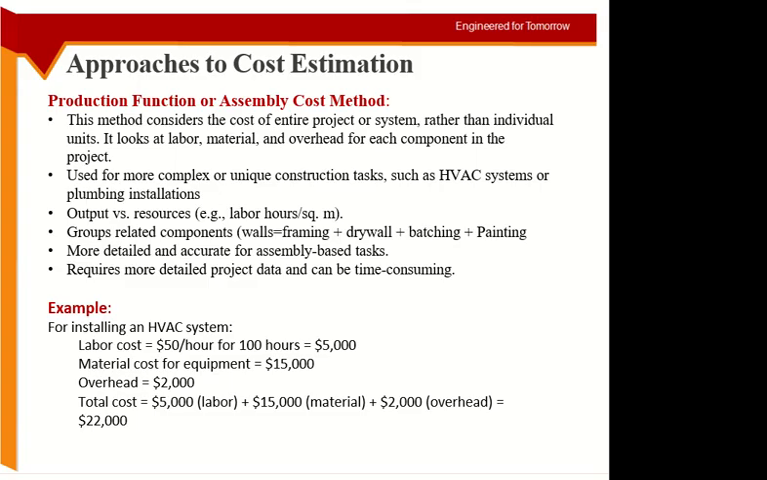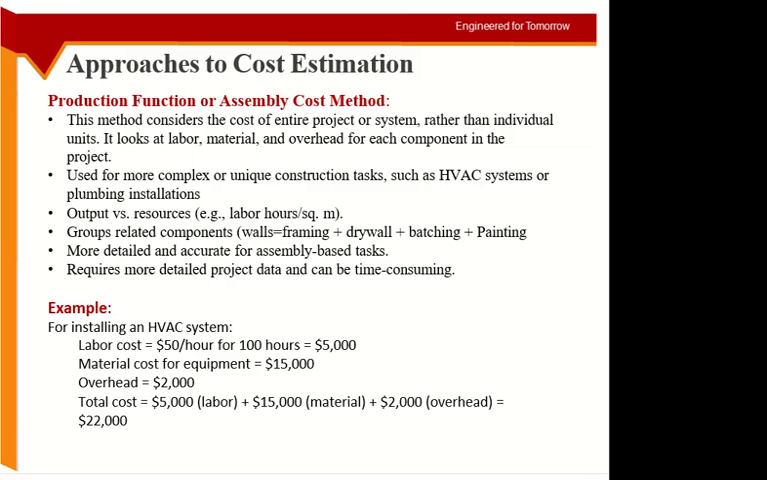Assembly based tasks are where you are doing it somewhere separate, producing that product and bringing it to the site. Okay, it requires more detailed project data and it can be time consuming. For example, for HVAC work, you have $50 per hour and you need 100 hours for the labor. So 50 into 100 gives you $5,000. Then you have material cost, which is the cost for the equipment, $15,000, and overheads is 2,000.